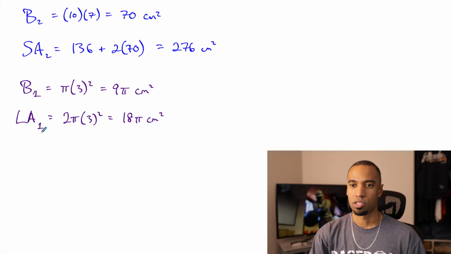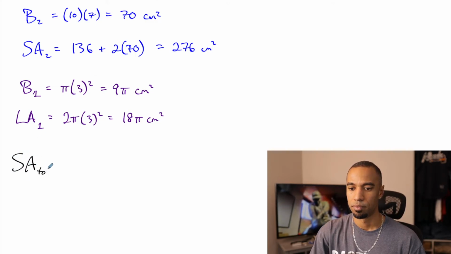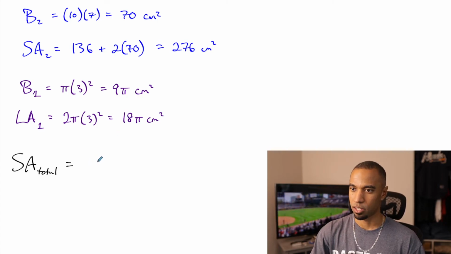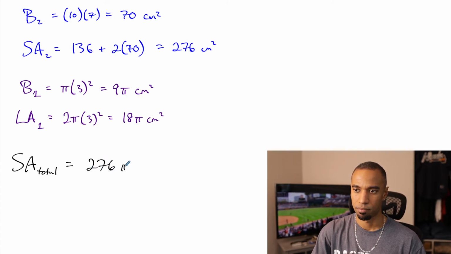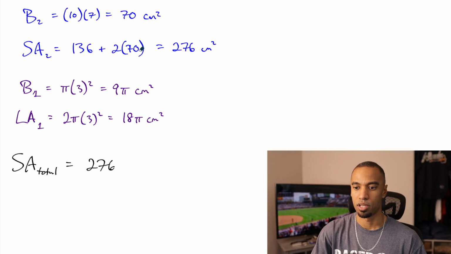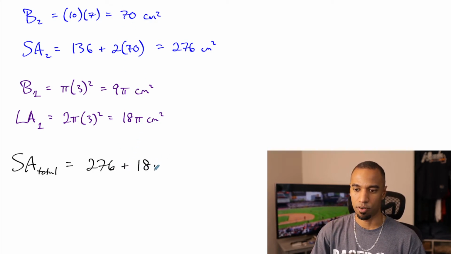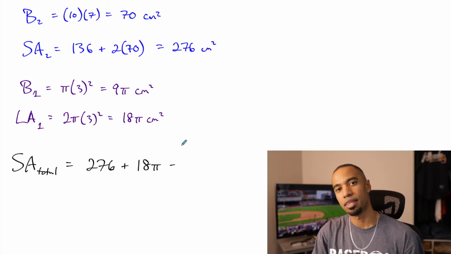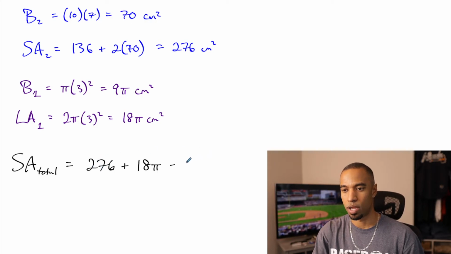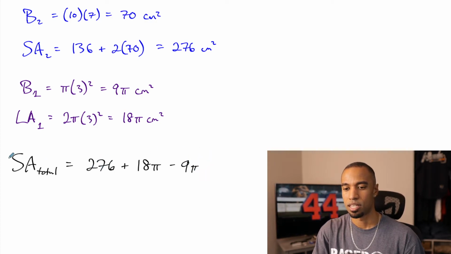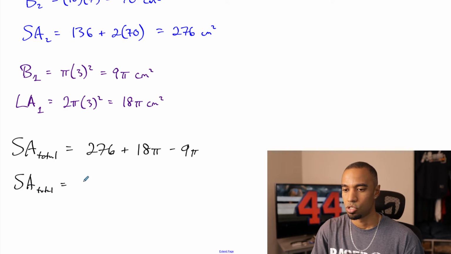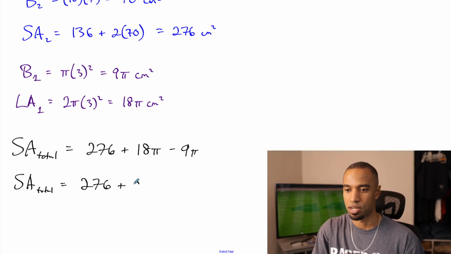So the surface area of the total thing here, we're going to take the surface area of the rectangular prism, which is 276, not pi, just 276. We are going to add the lateral area of the hemisphere, the part that's on top, like the dome portion, and then we are going to take away the part that I am covering with here, which is the 9 pi, taking that away, and we're going to get 276 plus 9 pi.